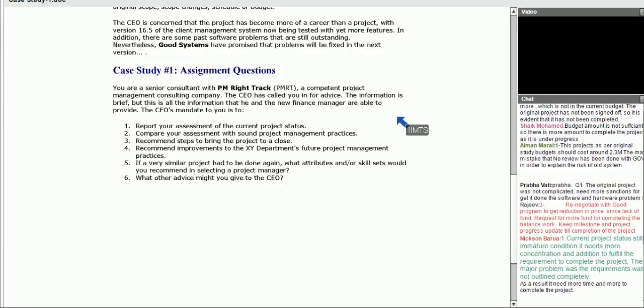Rajiv says the third is to recommend steps to bring the project to close: renegotiate with the program to get a reduction in price due to lack of funds. Request for more funds for completing the balance work. Keep milestone and project progress updates till completion of the project. Very good, Rajiv.